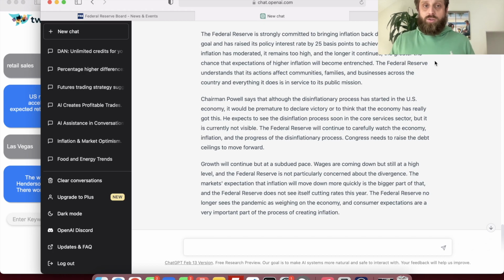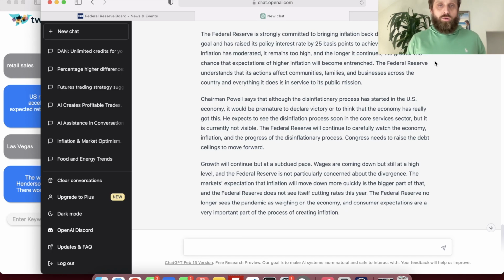And the longer it continues, the greater the chance that expectations of higher inflation will become entrenched. So this just, prices are going to stay here forever, and this is where it's going to be at. The Federal Reserve understands that actions affect communities, families, and businesses across the country, and everything it does to serve its public mission. The entire reason the Fed was started was to control prices, and that's the only reason they exist. Control prices. Look up the Fed's history in Jekyll Island and see why the Fed was created, and you can form your own opinion on that.